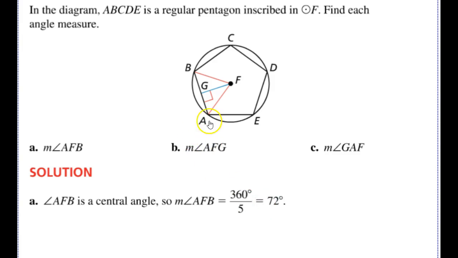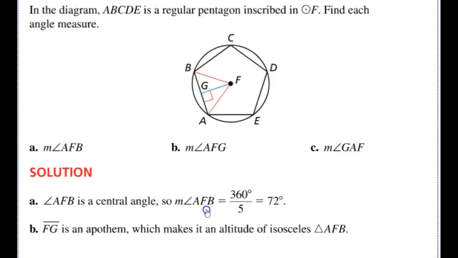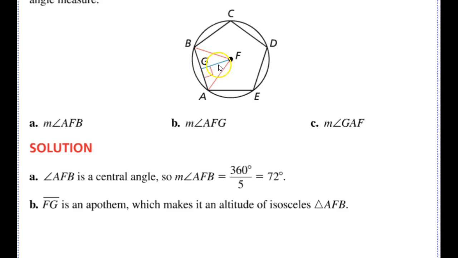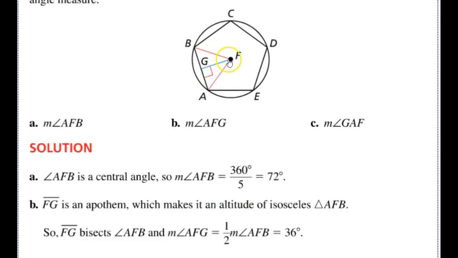So now I'm looking at the measure of AFG. So AFG, which is down right here. So FG is my apothem, right, because it's the height of this triangle. So it's the altitude. Okay, so I know that this angle is going to be cut in half to make my smaller angle. So it's going to be 1/2 of what I found for AFB. So my angle right there is going to be 36 degrees.